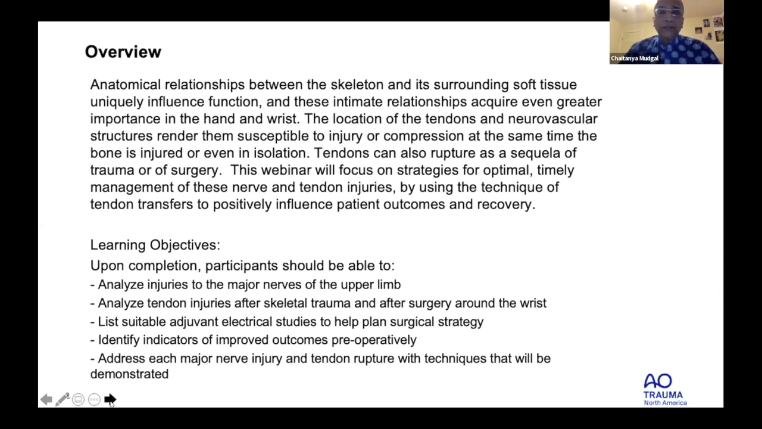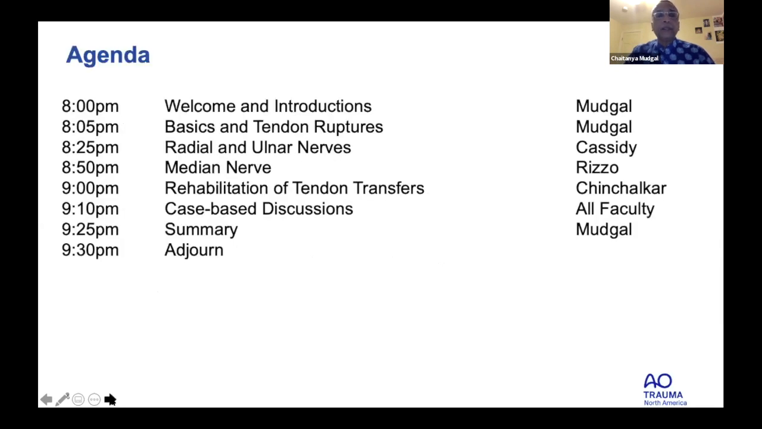The learning objectives of this webinar are quite simple. We will analyze nerve injuries and how they create deficits. We will analyze tendon injuries and how those create deficits. We will also list the ways to address these by tendon transfers, by understanding the mechanics, the basics, and the rehabilitation to maximize outcomes.